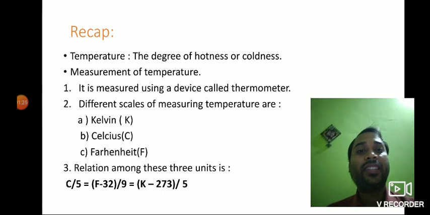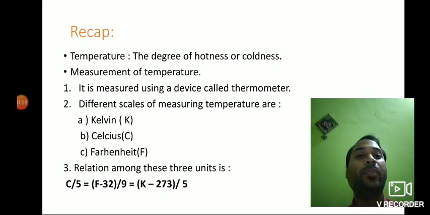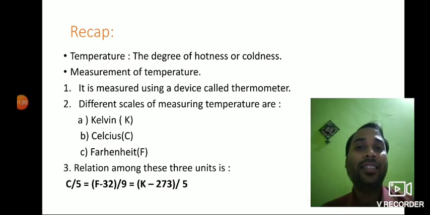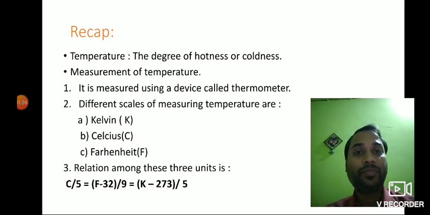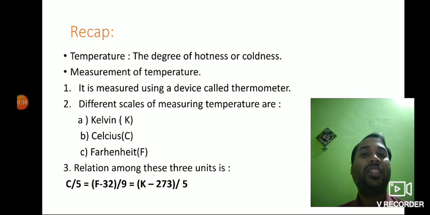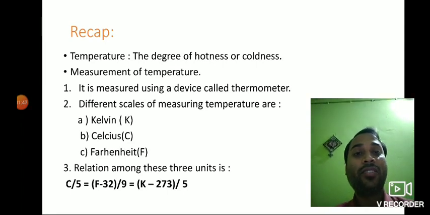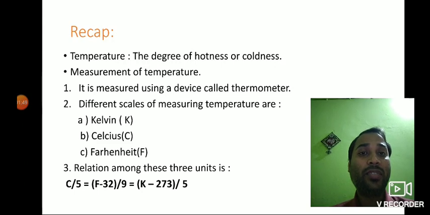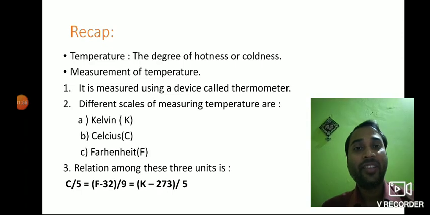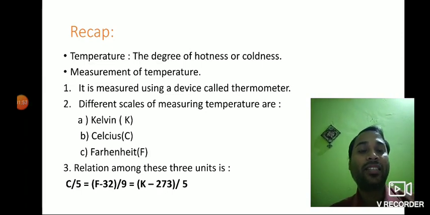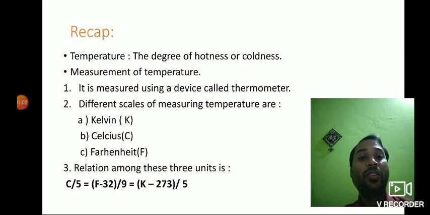Now the different scales on which temperature can be measured are Kelvin, Celsius, and Fahrenheit. Kelvin is the SI unit, and the most common unit which we often see is the Celsius scale. These are the three scales which we discussed yesterday, and we can also convert one unit to another using the following relation: C by 5 equals F minus 32 divided by 9, which is equal to K minus 273 divided by 5.